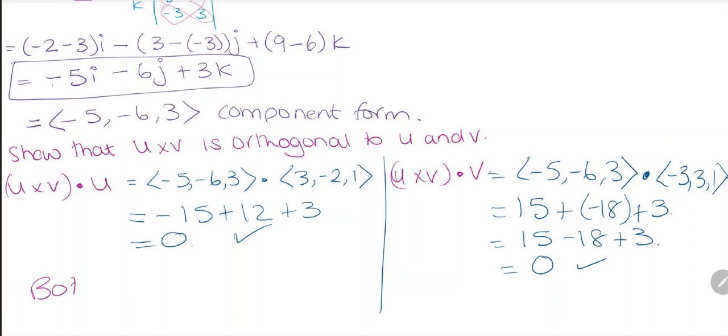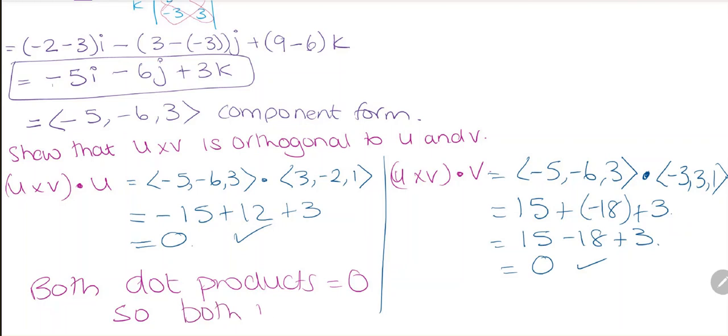So both dot products equal 0. So both vectors are orthogonal.